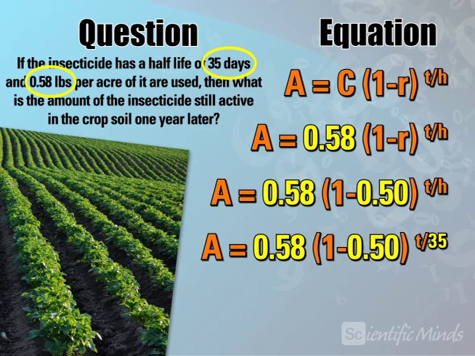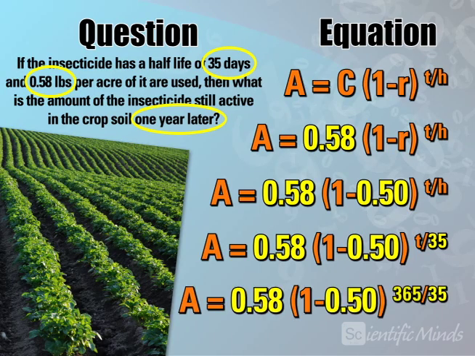Notice that T represents time. We want to know how much of the insecticide is left after 1 year, but in our formula, the rate of decay is based on the number of days that it takes for the chemical to decay by 50%. 1 year is equal to 365 days, so we enter 365 for T.